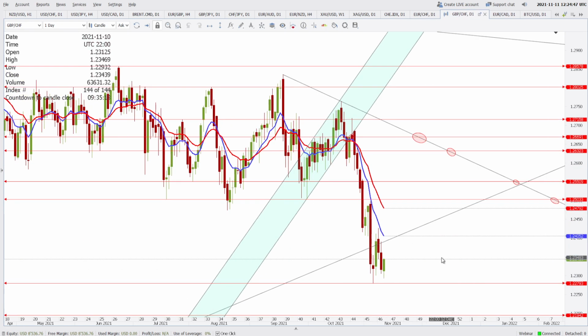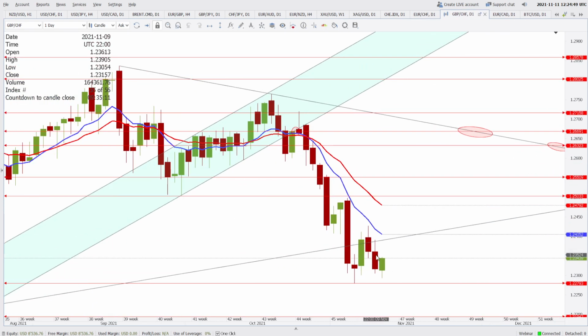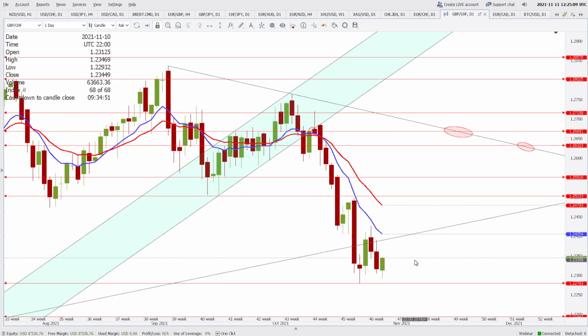Talking about GBPCHF, yesterday there was a bearish candlestick pattern, and today the price is going to test the day before yesterday's low, which is at around 1.2343. This is where the price is trading right now. I think this area should act as a resistance, and the price should come back to 1.2279 in this market. GBPCHF is what I'm talking about.